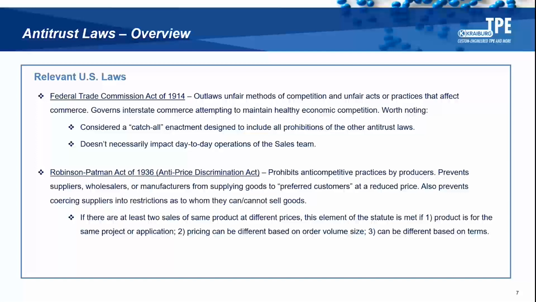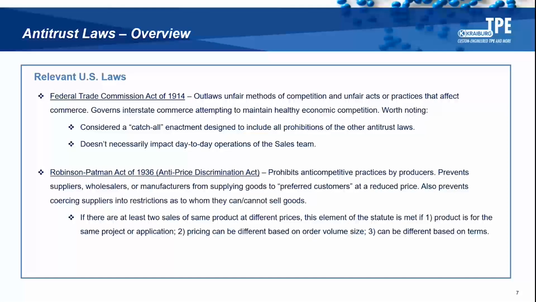The fourth act is the Robinson-Patman Act of 1936. This is also referred to as the Anti-Price Discrimination Act, and essentially it prohibits anti-competitive practices by producers. It prevents suppliers, wholesalers, or manufacturers from supplying goods to quote unquote preferred customers at a reduced price or, as I mentioned earlier, predatory pricing, which may be below cost, and also prevents coercing suppliers into restrictions as to who they can or cannot sell their goods or services.